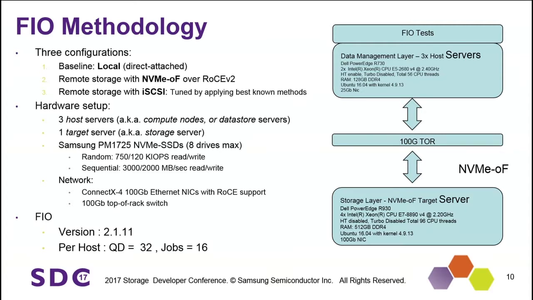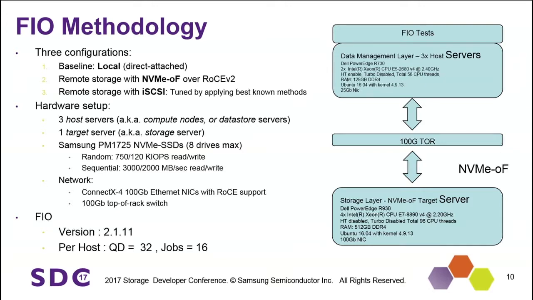So FIO itself will have three host servers which are running the traffic, and the target server is a single, very powerful quad socket, with about 96 CPU cores, and this will be populated with up to 8 drives. I think we're using 3 in most of the cases with NVMe SSDs, and you can see these NVMe SSDs have 750K read IOPS and 3 gigabytes per second of read bandwidth that each SSD can deliver.